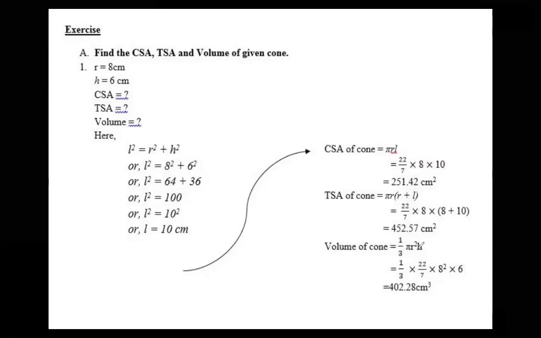Okay, so next, volume of cone. Volume of cone is 1 by 3 pi r square h. So write 1 by 3, pi means 22 by 7. Radius is 8. Okay, so there is square, so write down 8 square. Into height is 6. The value of height is 6 over here, so write down 6. So multiply the numbers, you are going to get this answer.